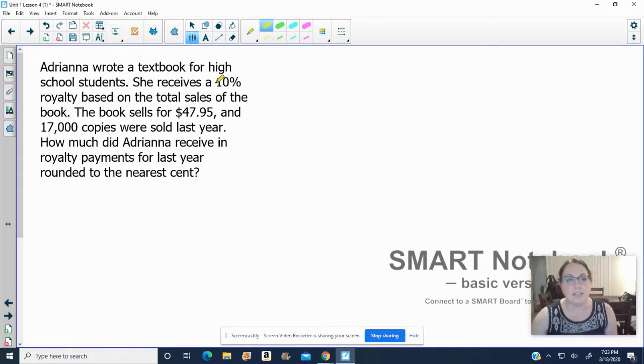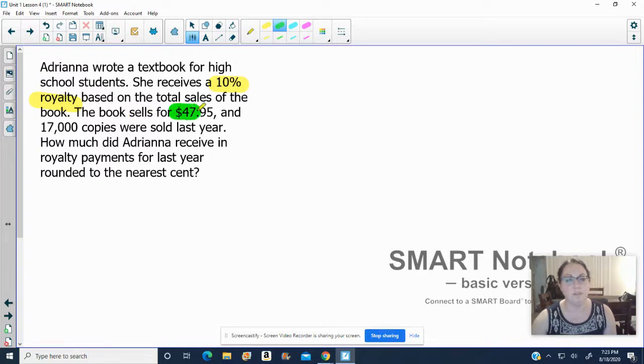She receives a 10% royalty, so you're always going to want the percentage when you're looking at that. And that 10% royalty is going to be based on total sales of the book. Total sales of the book is going to be calculated off of its price and the number of copies sold. And so they gave us that information as well.